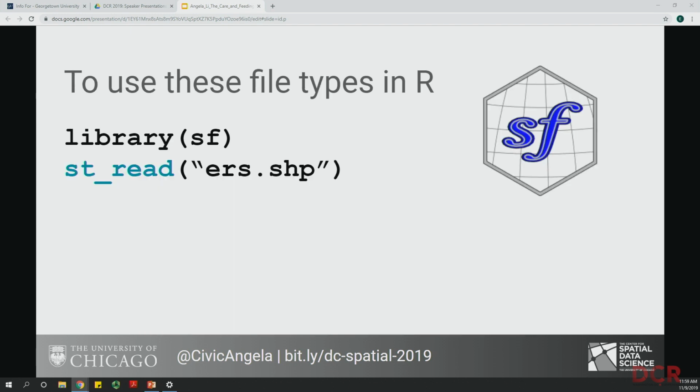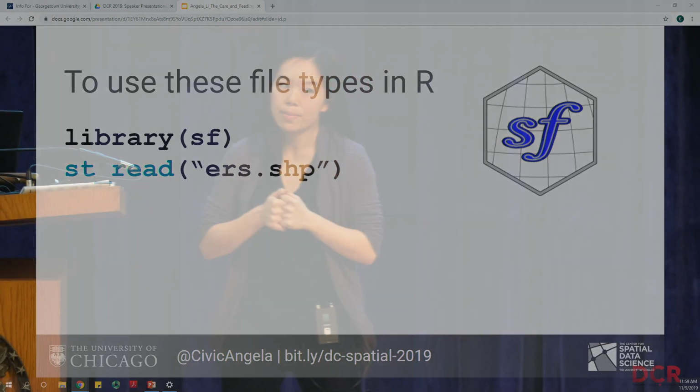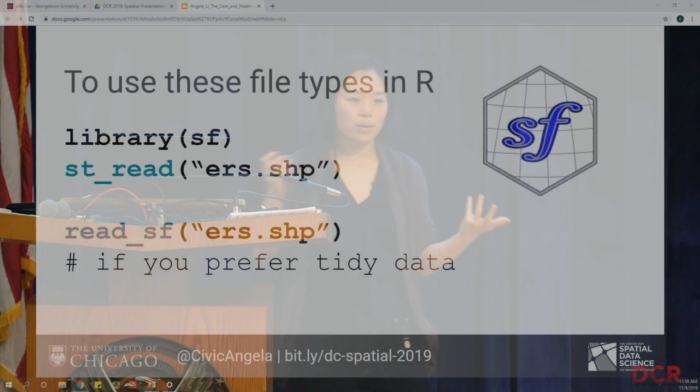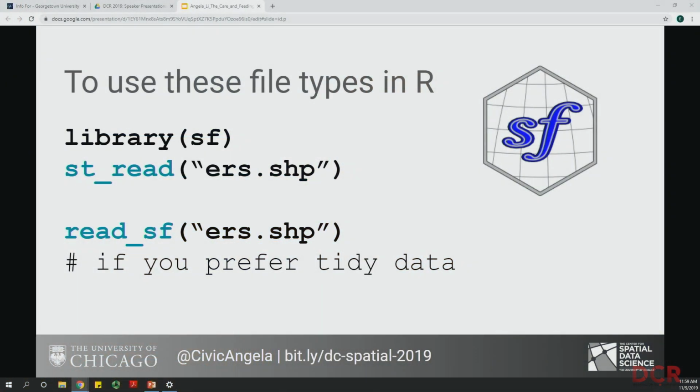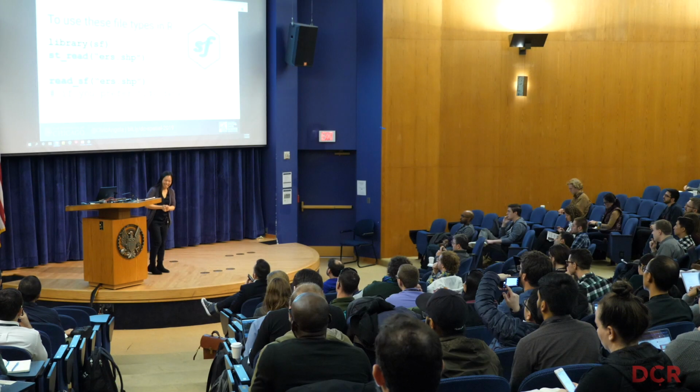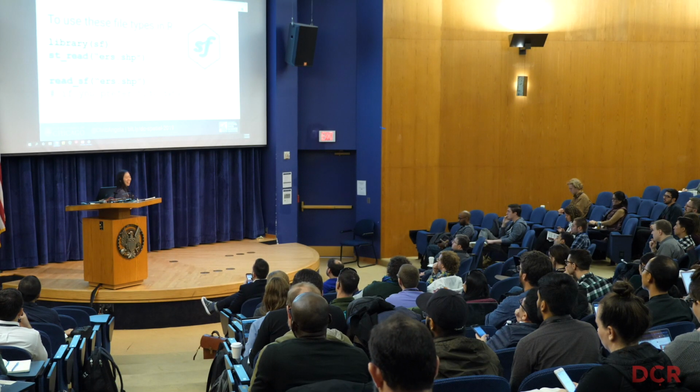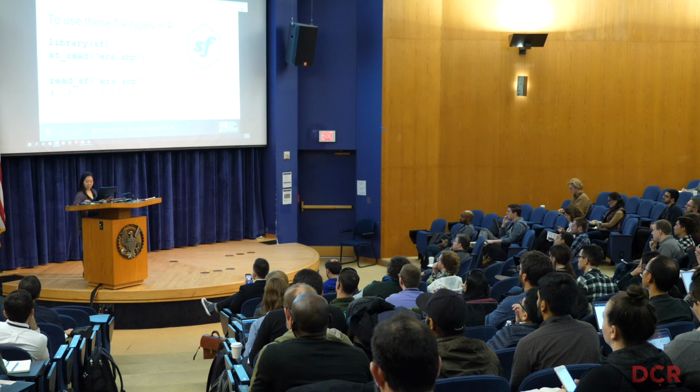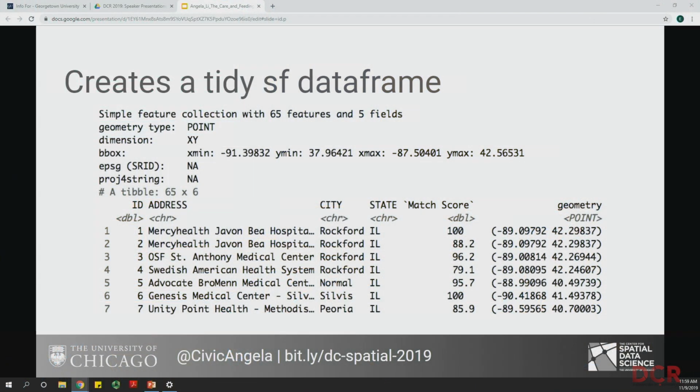To use these file types in R, I have started moving to a library called sf because it reads all of these file types in without me having to worry about it. I do library(sf), and then I use st_read, for example on a shapefile. Alternatively, if you prefer tidy data, so you don't want your files read in with strings as factors, I like read_sf, which is another way to do that. It creates a tidy sf data frame.